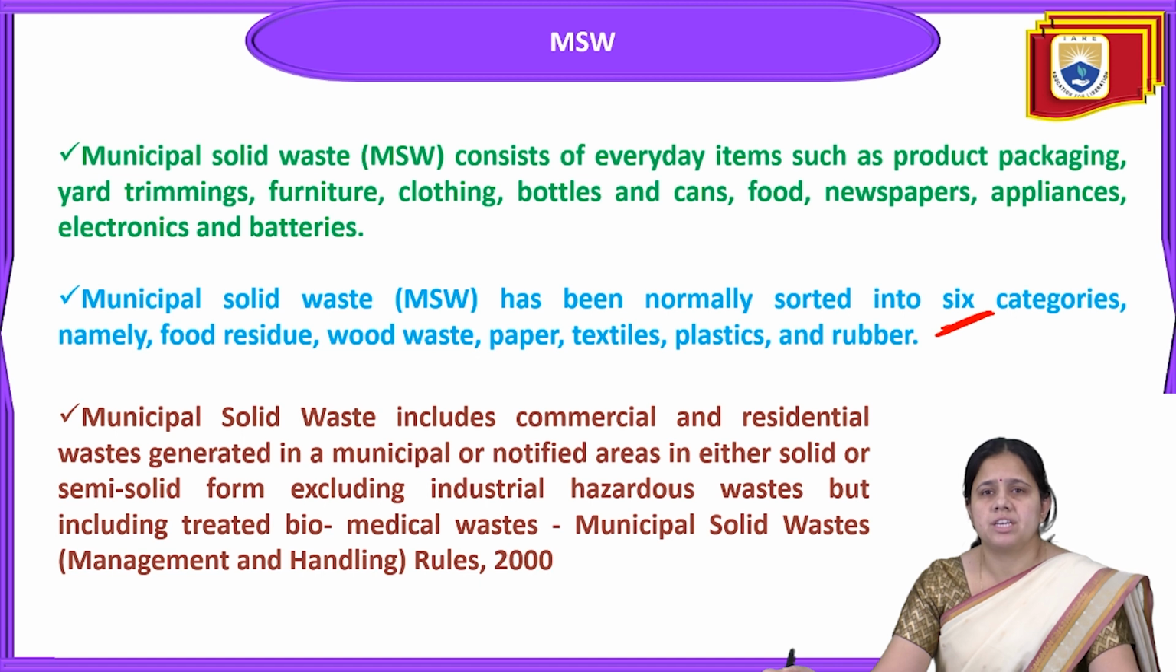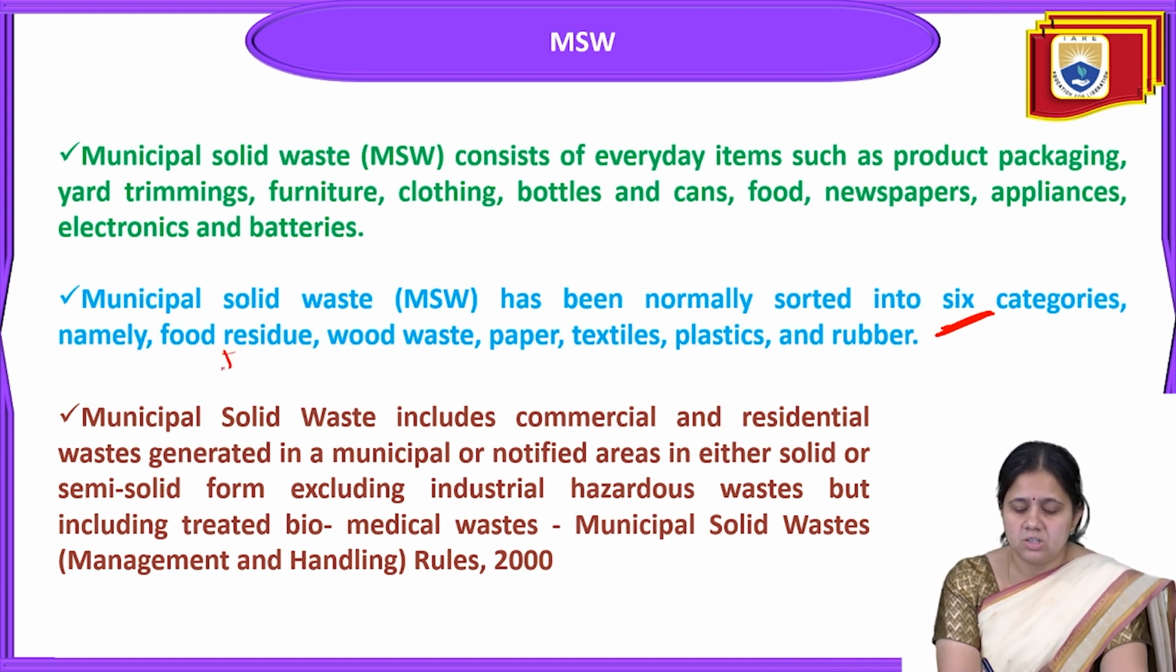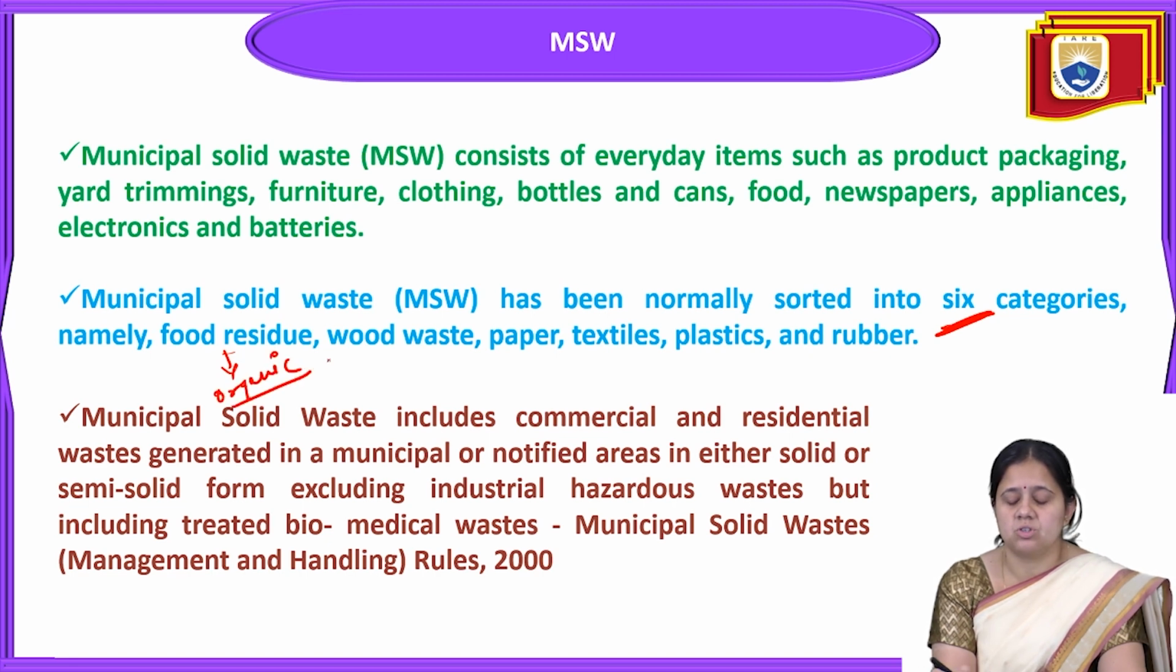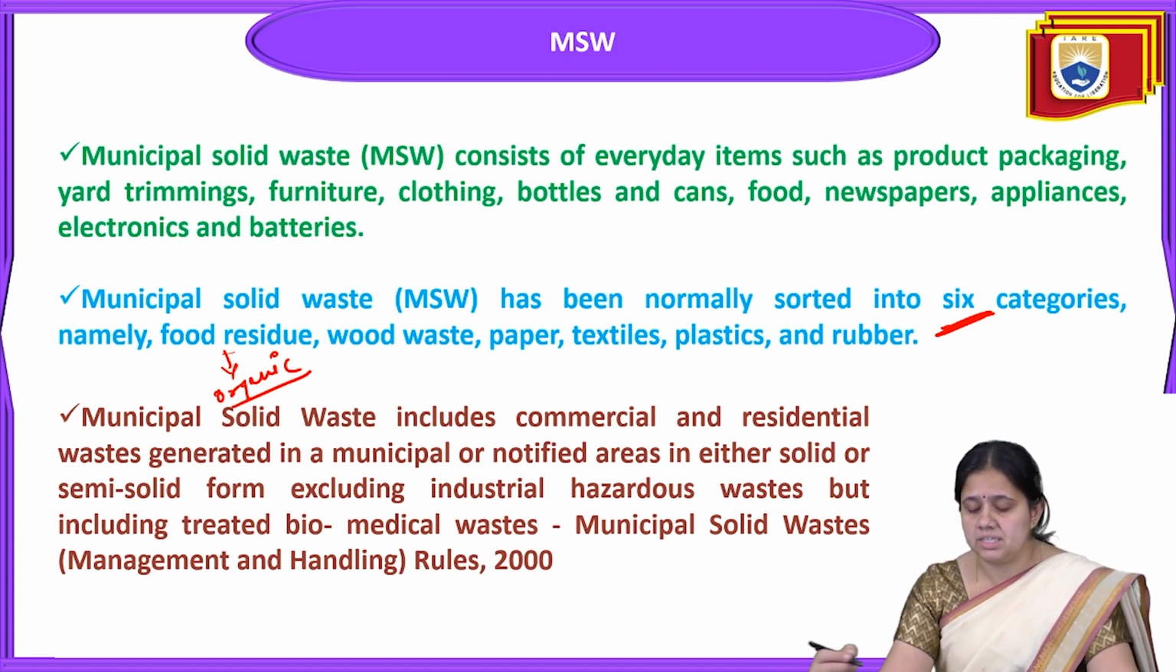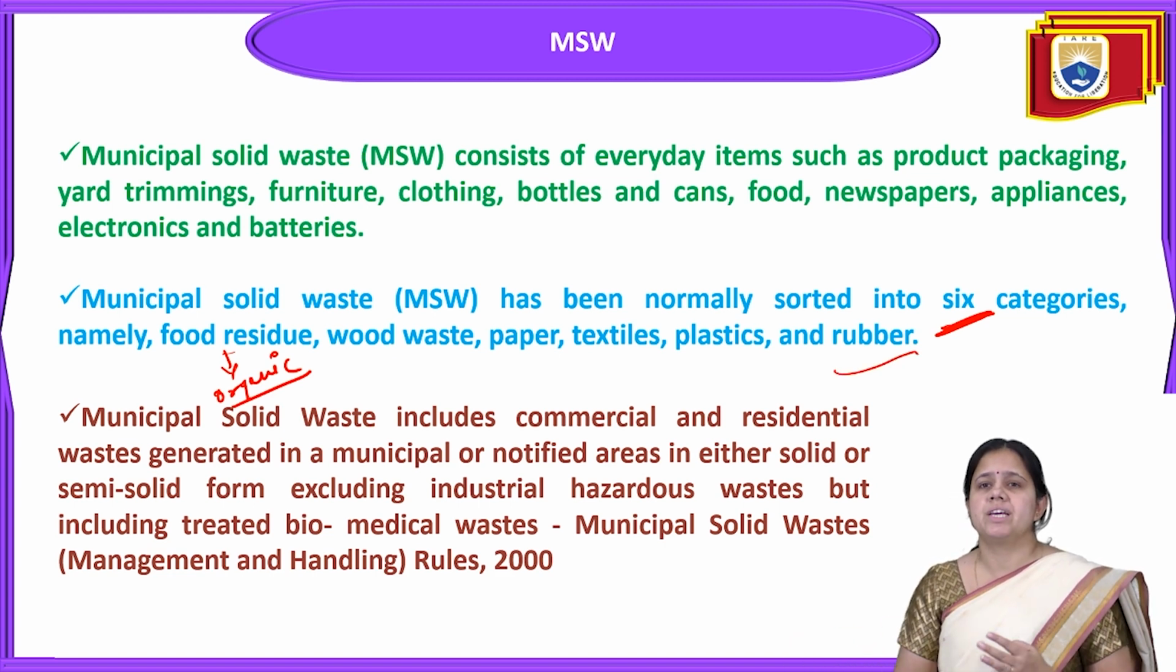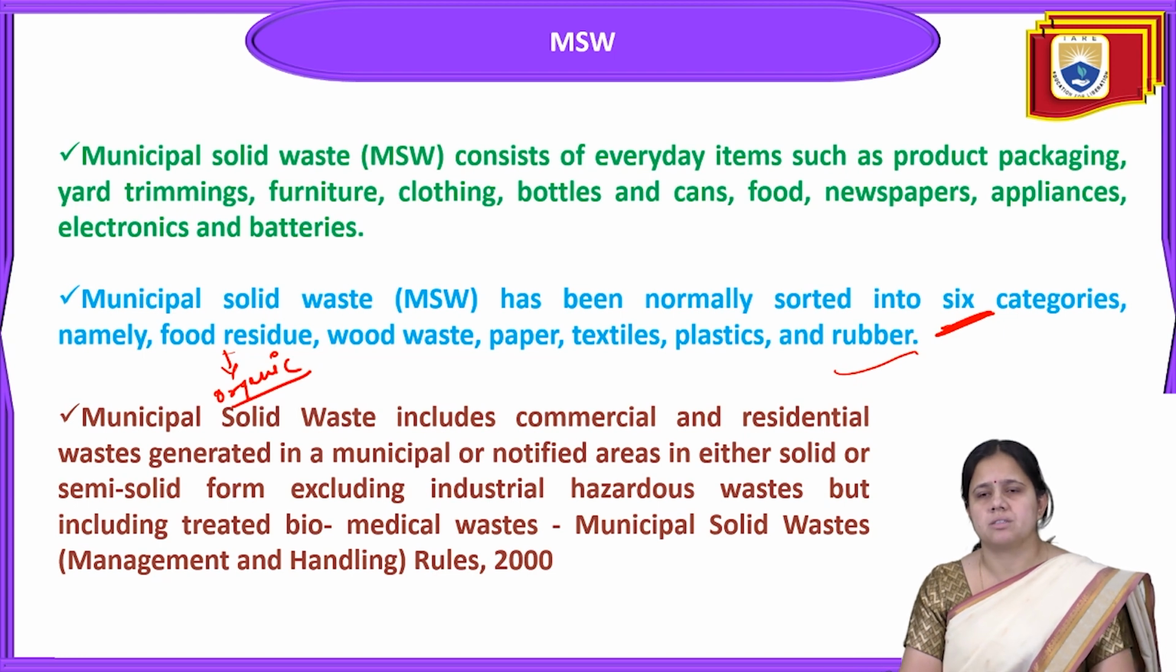First is food residue. Food residue means waste which is organic in nature. Then wood waste, that is dry waste, paper waste, textiles and cloths, plastics and rubber. All these types of waste together make up municipal solid waste.